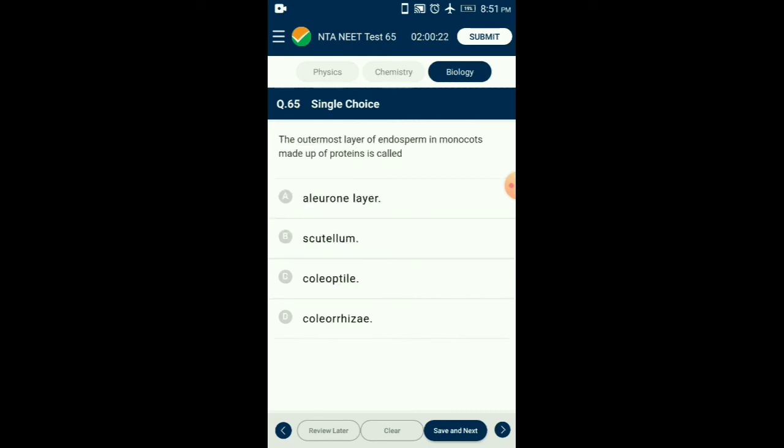Question number 65. The outermost layer of the endosperm in monocot, made up of protein, is called. The outermost layer of the endosperm of monocot is called the aleurone layer. The answer for this question is option A, aleurone layer.